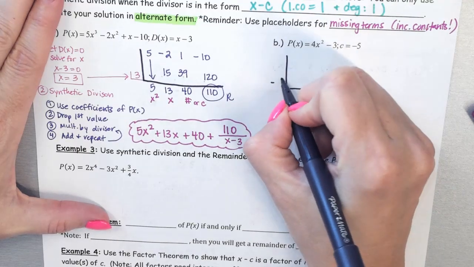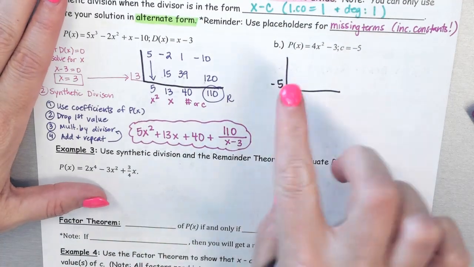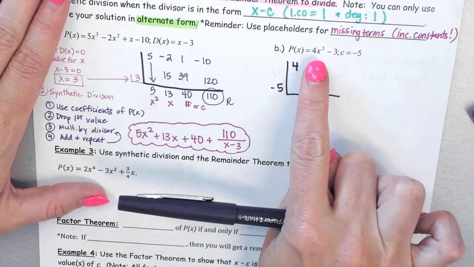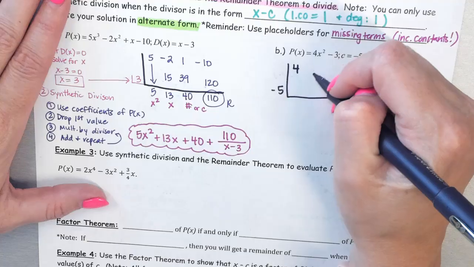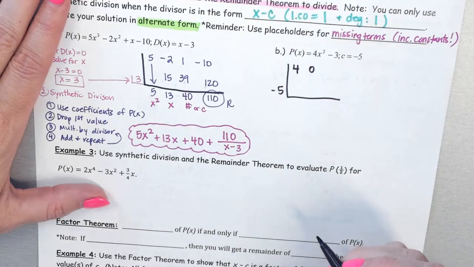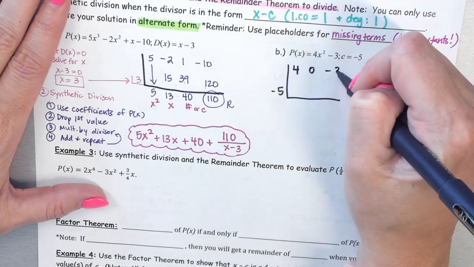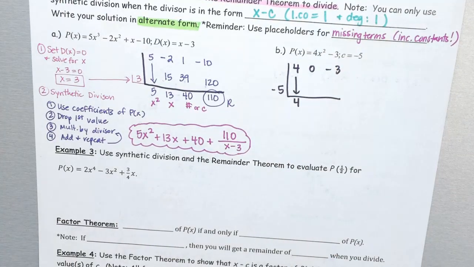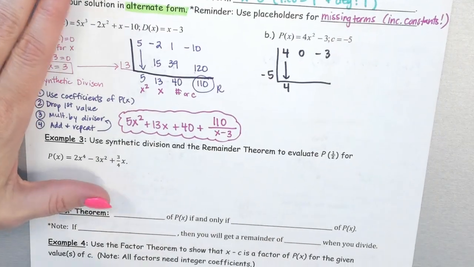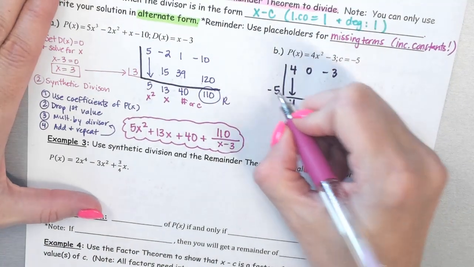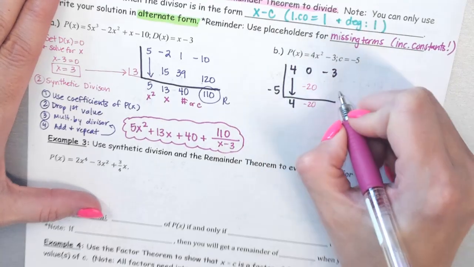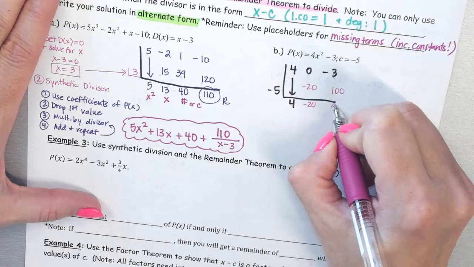Okay, negative 5 is going to go here. And then you have 4x squared, but do you notice how you don't have an x term? You have to put in your placeholder. There's 0x and then negative 3. We always drop the first one. Okay, so 4 times negative 5 is negative 20, add straight down. Negative 20 times 5 is 100, add straight down.